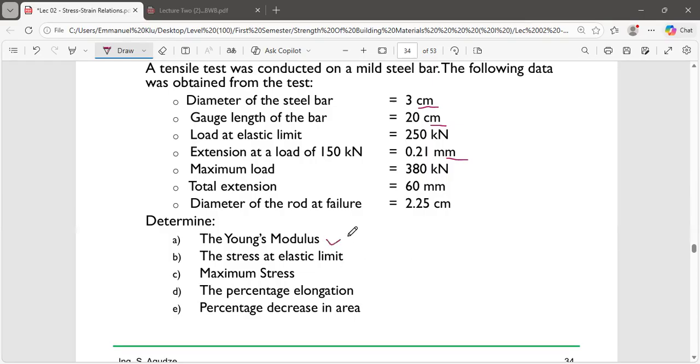We are still analyzing the question. So now they're asking us to determine the Young modulus. Secondly, determine the stress at elastic limit. Also, we are to determine the maximum stress, and then we are to determine the percentage elongation. The last but not the least, we are supposed to determine the percentage reduction in area. All right. So let's quickly move to a fresh sheet and let's see how best we can analyze the question.